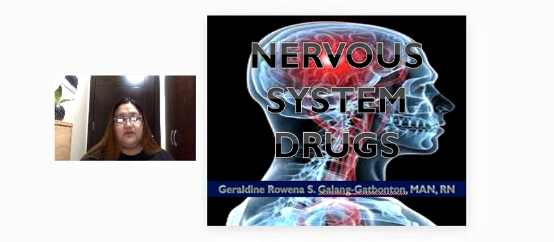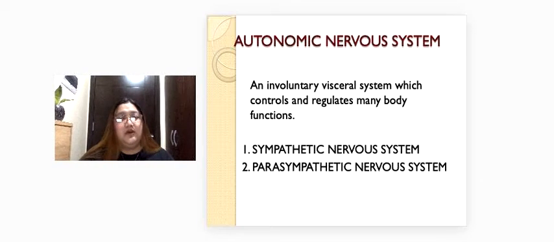Hi everyone, so we now discuss topic 3 of pharmacology, which is nervous system drugs. These drugs are those that affect the central nervous system, the brain and the spinal cord, including the peripheral nervous system, the nerves, and also the autonomic nervous system, which we now review first: the parasympathetic and the sympathetic nervous system. It's an involuntary visceral system which controls and regulates many body functions.